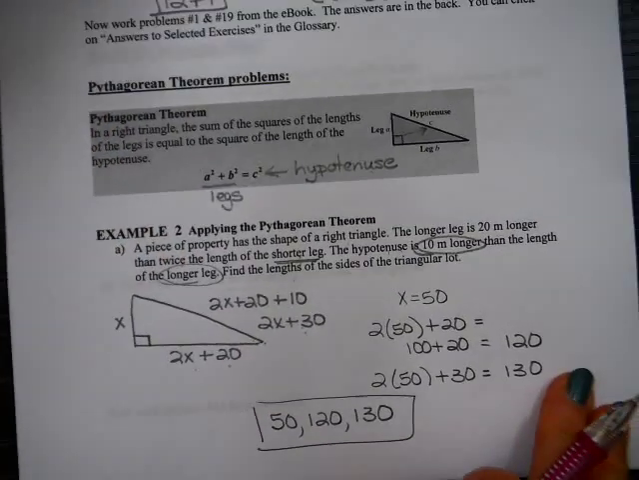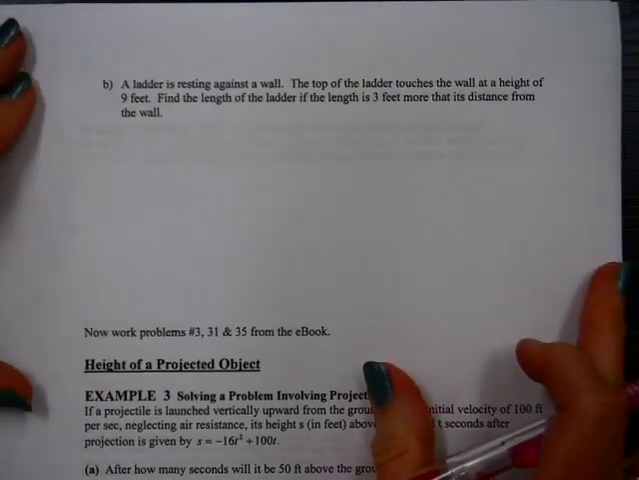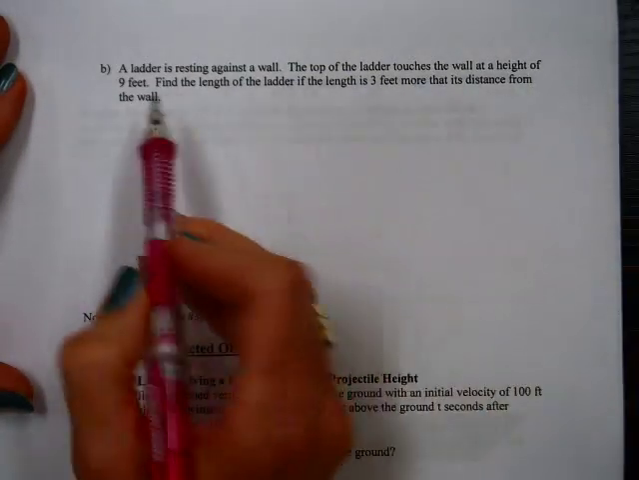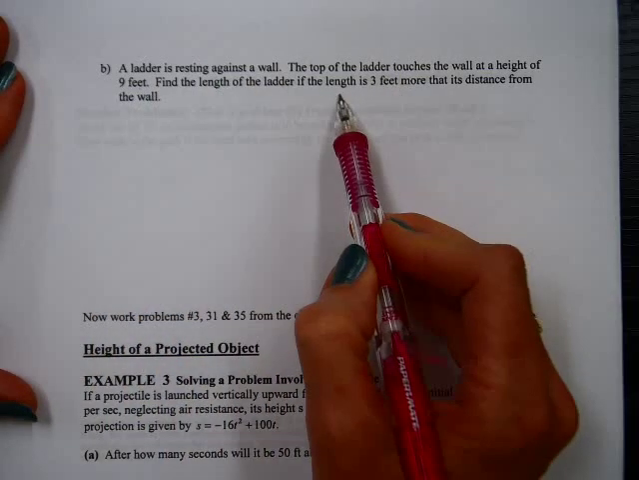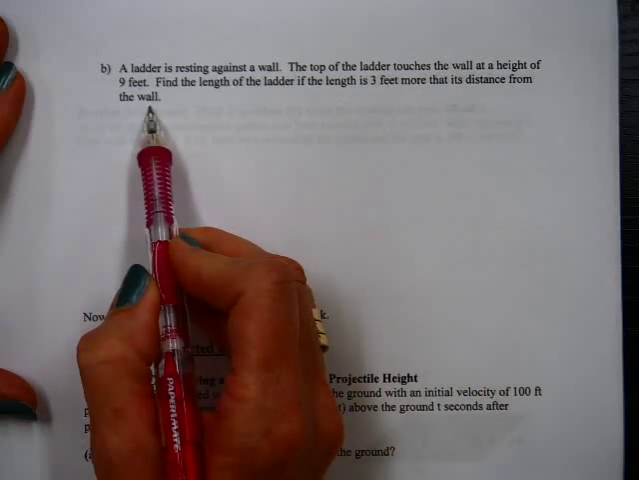Now let's look at another. All right, for this problem, a ladder is resting against a wall. The top of the ladder touches the wall at a height of 9 feet. Find the length of the ladder if the length is 3 feet more than its distance from the wall.